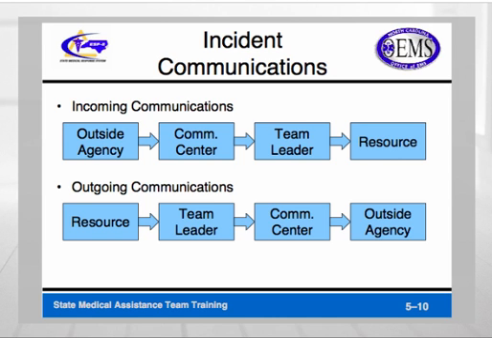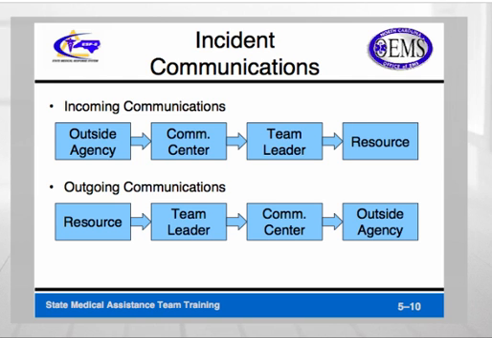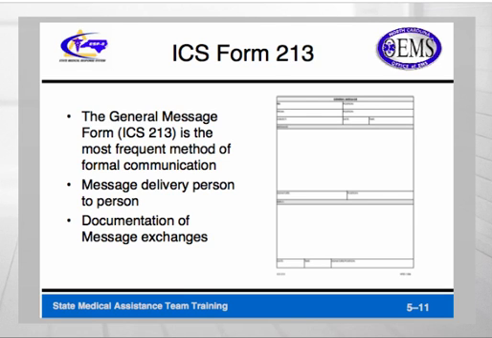While this seems like a lengthy process, it helps ensure that the appropriate information is given to the appropriate recipient via the appropriate channels with appropriate priority compared to any other pending communications, and so that the information or request can be tracked. The ICS Form 213, or General Message Form, is the most frequent and simplest method of formal communication at a deployment site. It is easily used for person-to-person communication by messenger delivery. It also provides documentation of messages exchanged.